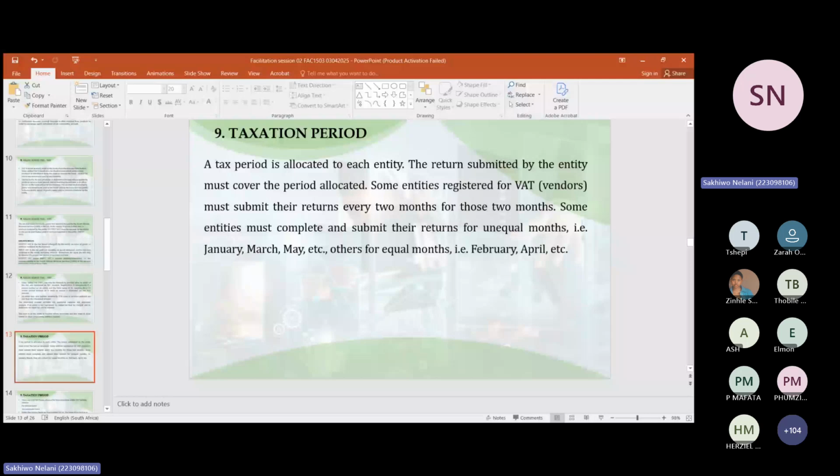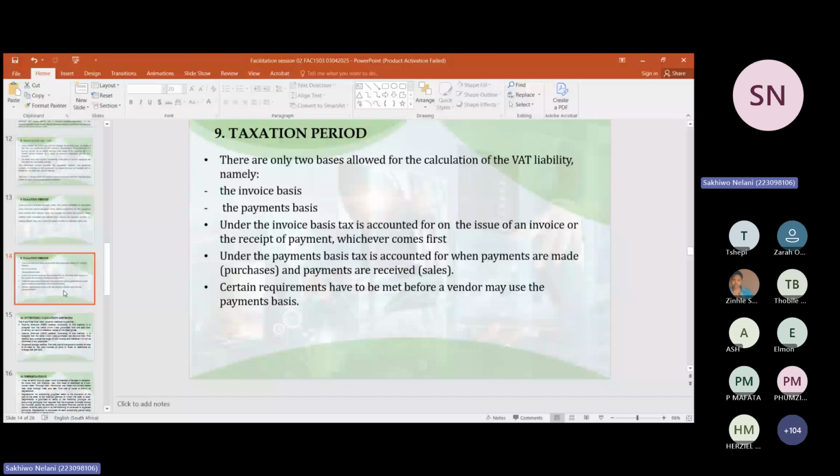In terms of your taxation period, it depends. In other organizations, they talk about your returns, which is an exercise that must be done on a 2 months basis to make sure that there are certain returns. They call it a VAT 201 in South African Revenue Services, to make sure that you comply. But in terms of your employees, it's an annual exercise.